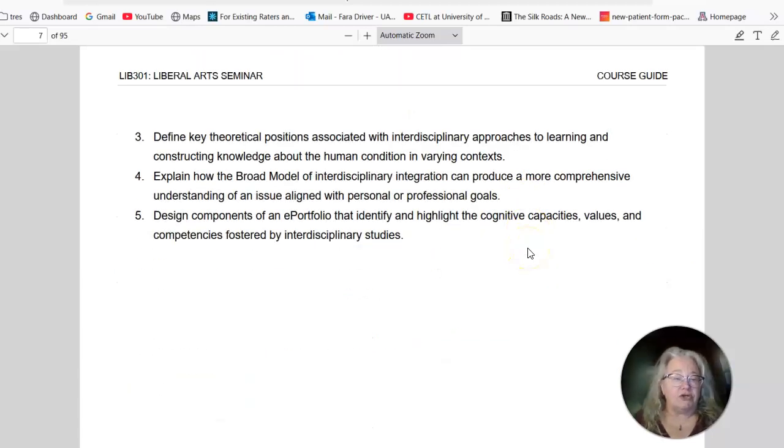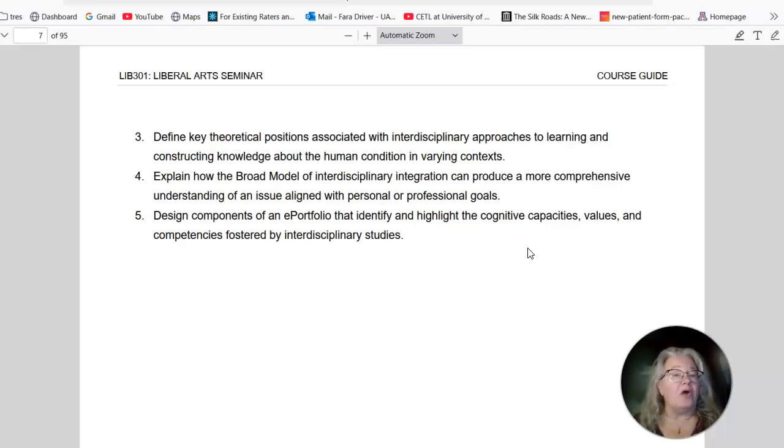So that means, of course, that you're going to be learning the actual disciplines of at least 3 areas, especially for the final project. Define key theoretical positions associated with interdisciplinary approaches to learning and constructing knowledge about the human condition in varying contexts. So again, the interdisciplinary theory involved here, several different types.